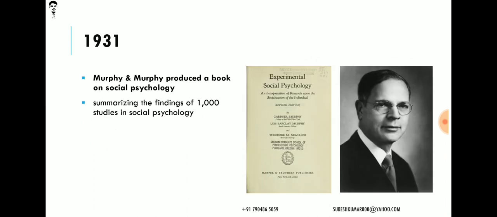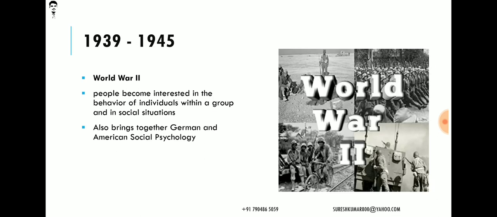And in 1931, Murphy produced a book on social psychology that summarized the findings of 1,000 studies. What they did is like a meta-analysis. They collected different sources of studies conducted on social psychology, compiled them, and then wrote a book in 1931. And from 1939 to 1945, we all know that the Second World War experiences helped in the development of social psychology also.